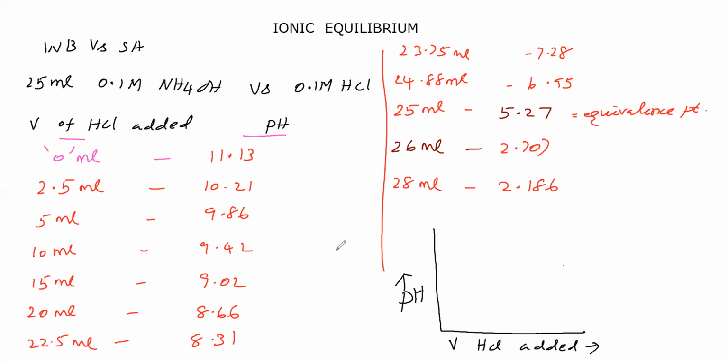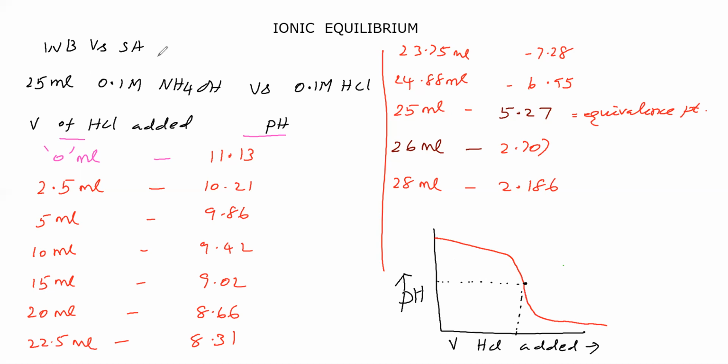The pH goes on reducing. Near the equivalence point, pH reduces drastically, then it reduces normally. So we are getting a graph like this. Now at the center point, that is called the equivalence point, we can get the corresponding pH here. So this is the graph for a weak base versus strong acid titration.